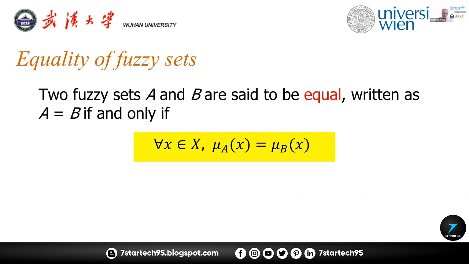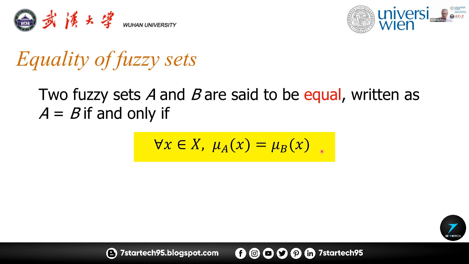Then we can define when 2 fuzzy sets A and B are equal. Well, 2 fuzzy sets A and B are equal if for every element of the universe X, the corresponding membership values to A and to the set B are equal. So if for every element of the universe, the membership value of A is the same as the membership value of B, then we call these 2 sets equal fuzzy sets.